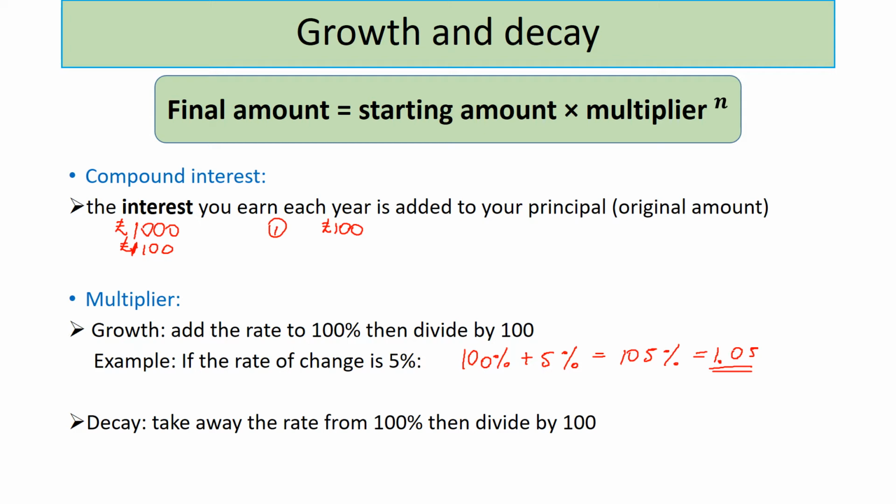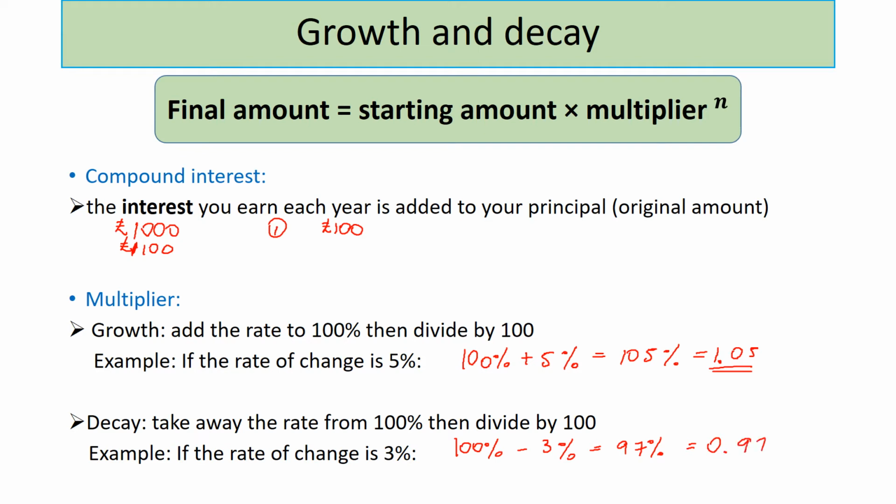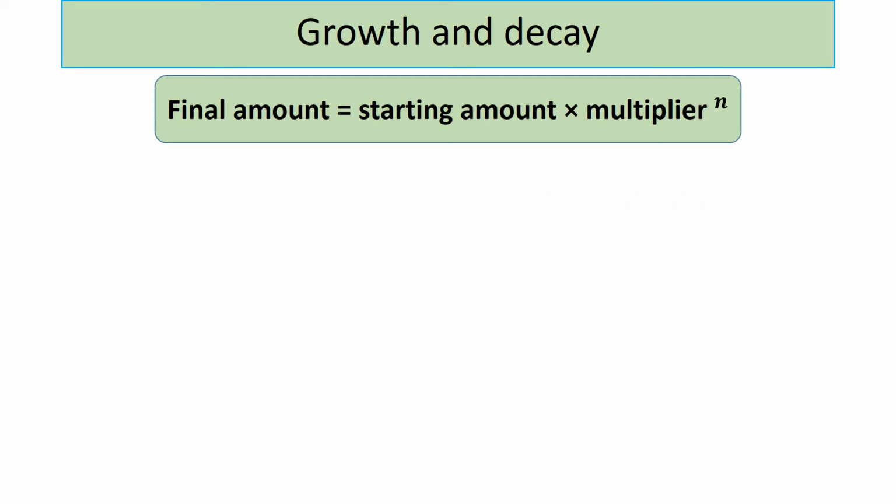When we're talking about decay, then the value needs to go down. So this time I'll have to take away the rate of change from 100%. So if, for example, the rate of change is 3%, then I have to do 100% take away 3%, and that is 97%. And then divided by 100, which is 0.97, to express it as a multiplier, as a decimal. So that's it, and we need to know how to find those multipliers for us to be able to use.